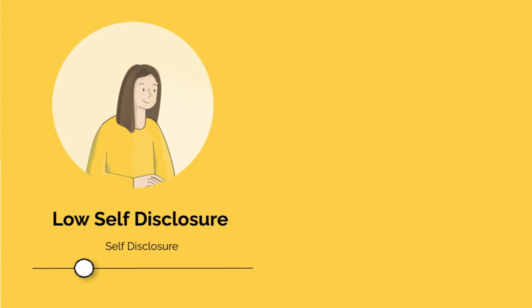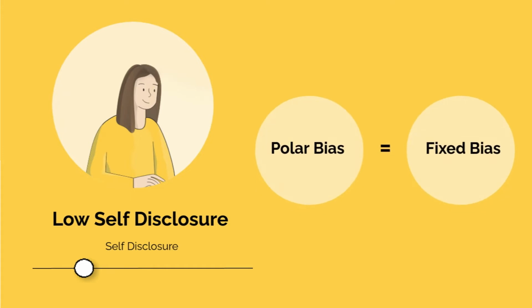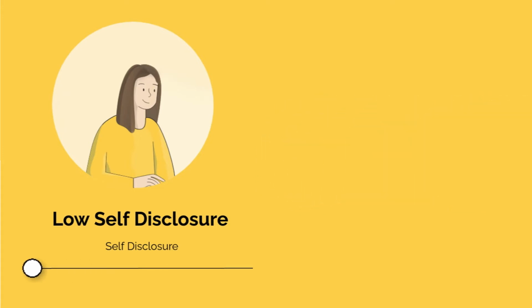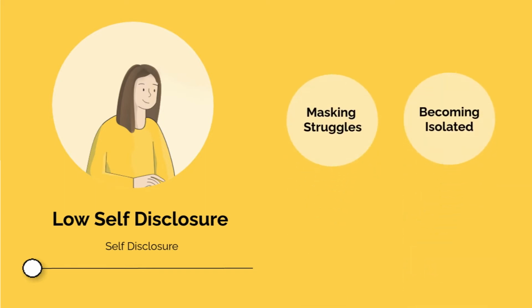However, Grace also has to be careful that her low self-disclosure doesn't become a polar bias. A polar low self-disclosure bias increases Grace's risk of masking her struggles, becoming emotionally and socially isolated, and being unable to receive support from others.